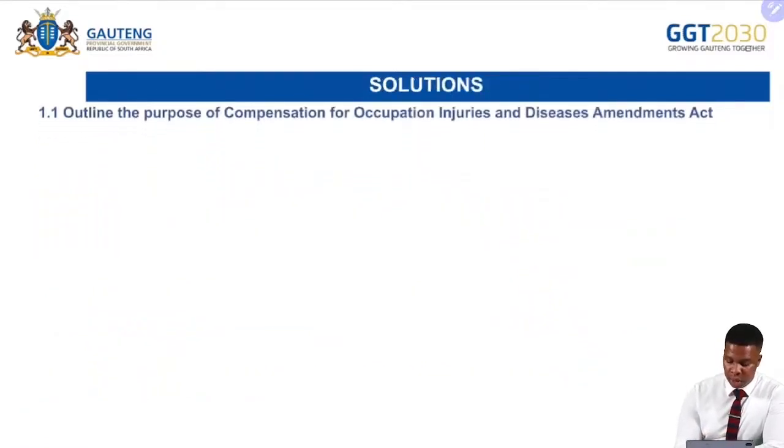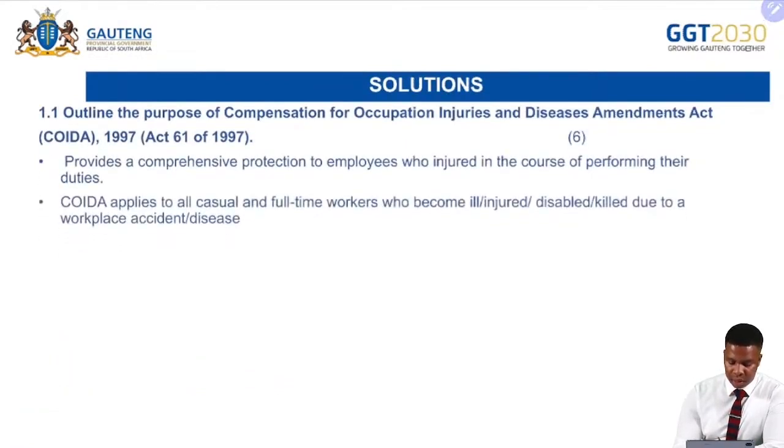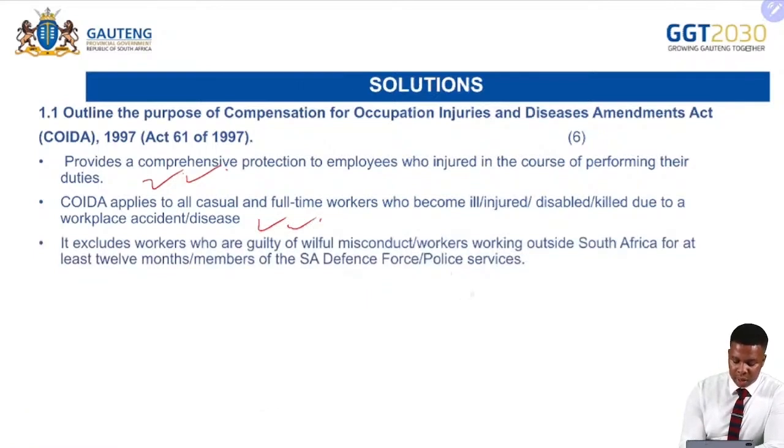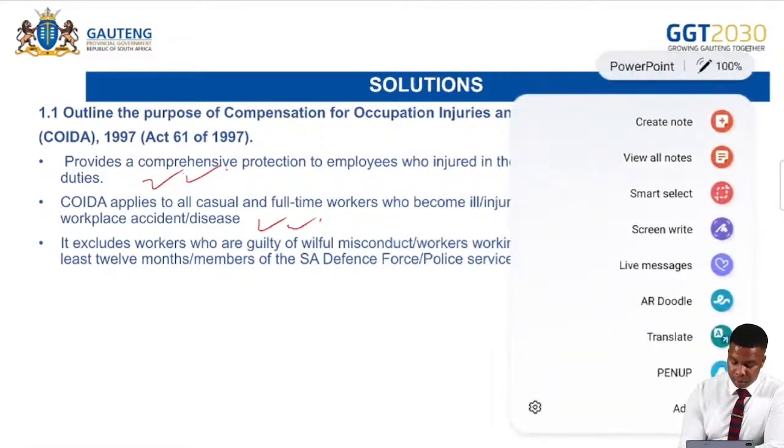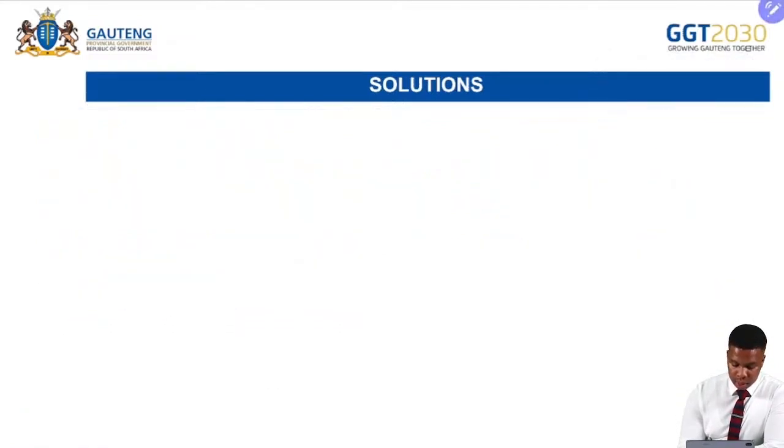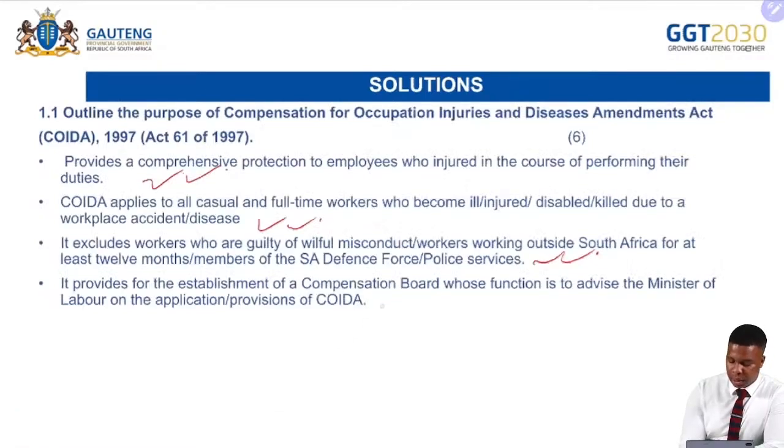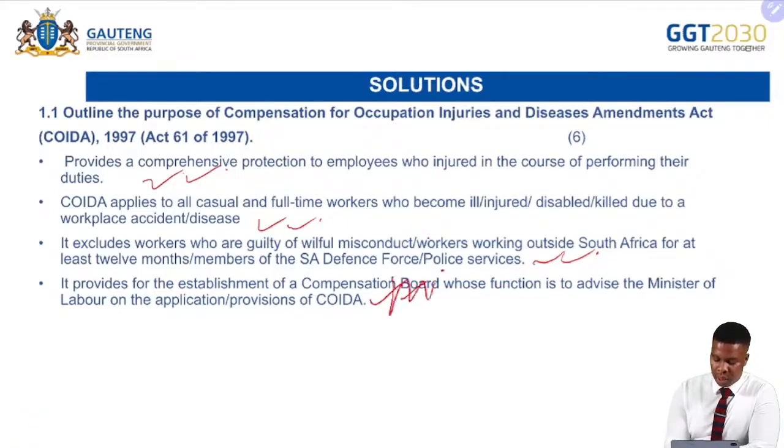Now let's start with the first part, which focuses now on the issue of the act, which is the purpose. It provides comprehensive protection to employees as 2 marks, and then COEDA applies to all casual or full-time workers who become ill, injured, disabled, or killed due to workplace accidents. And then another one, it excludes workers who are guilty of willful misconduct, or workers working outside South Africa for at least 12 months, or members of the South African Defence Force. Then the other aspect is it provides establishment for compensation board whose function is to advise the Minister of Labour. That's 2 as well, but then we only take 6, so this is max.